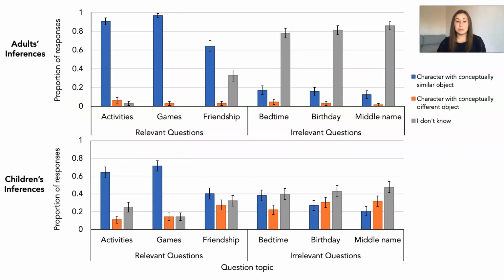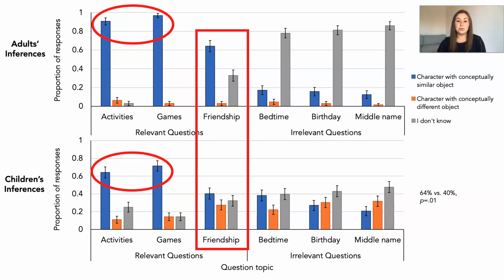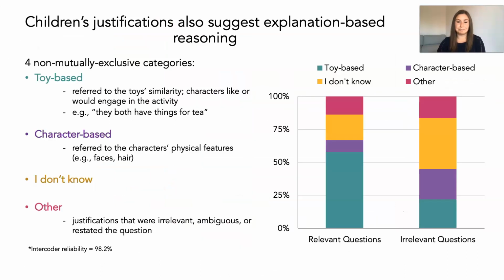When looking at participants' responses to the different topics within the relevant and irrelevant questions, we found that children's and adults' inferences were mostly the same. For instance, both adults and children selected the character with the conceptually similar toy at equal rates when inferring who liked the same games and same activities as the target. But there was one potentially interesting developmental difference, which was that adults were more likely than children to infer that the character with the conceptually similar object was friends with the target. And we'll talk more about this later.